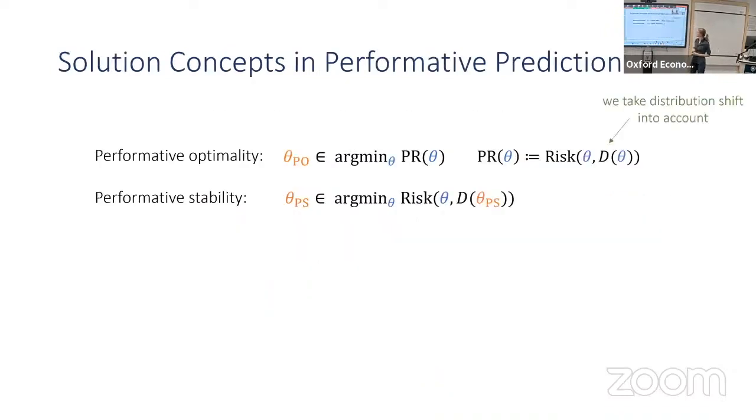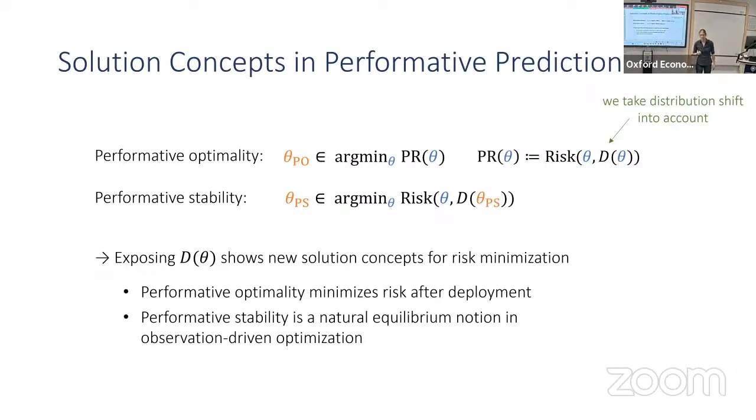So this perspective on risk minimization gives two different solution concepts. You can think of performative optimality and performative stability, which I think both are natural. For economists, probably performative optimality is more natural, as the optimal thing after deployment. For machine learning, I argue that performative stability is also a very natural notion. Translate into Nash equilibrium versus Stackelberg.